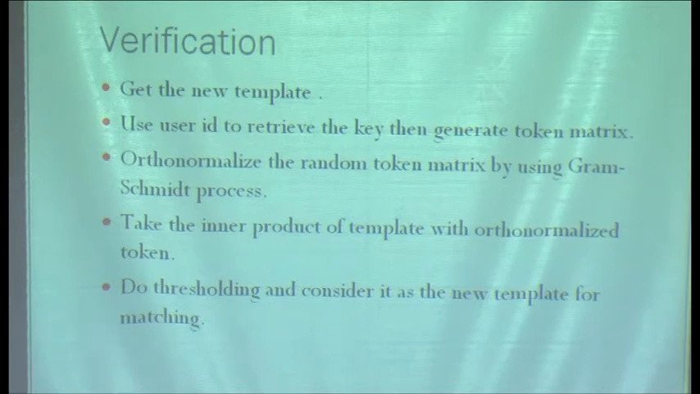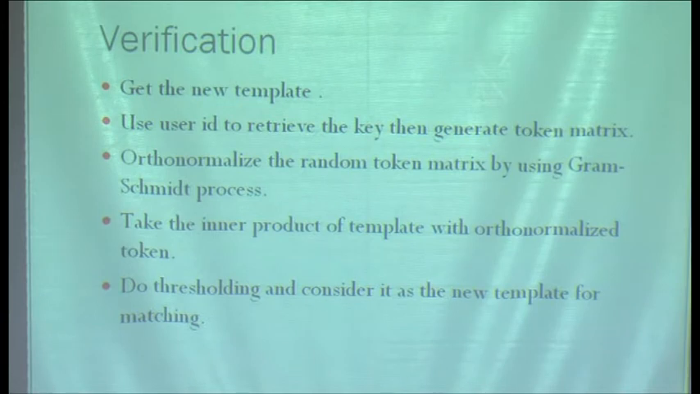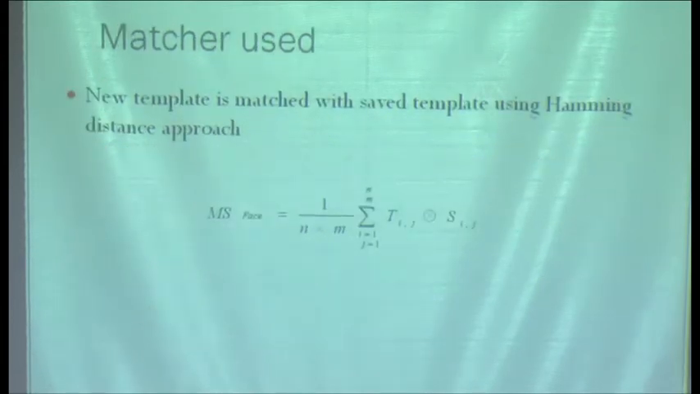And again the same procedure, orthonormalize the random matrix and inner product, and after thresholding, I compare it as a new template for matching purposes. And as a matcher, for the matching purpose, I have used the Hamming distance approach.